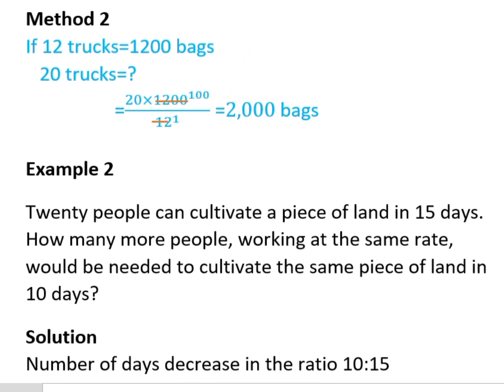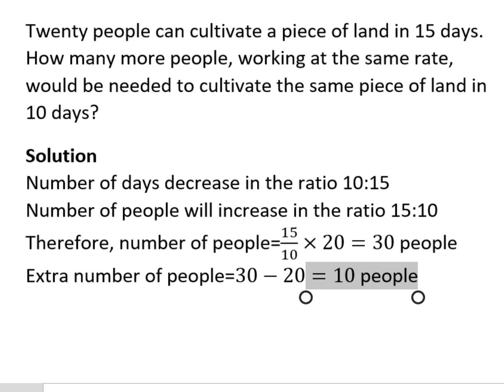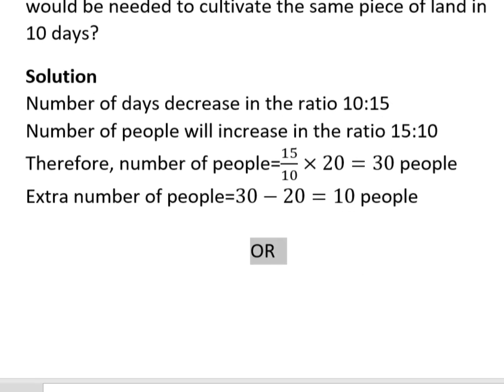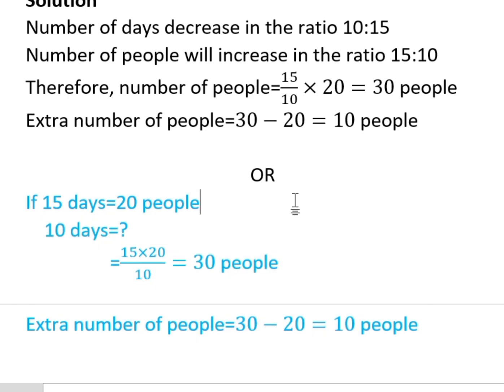You can use this method also to solve this question. Let me just write it down here and then we discuss it. So the method states that if 15 days is equal to 20 people, 10 days will be equal to how many people? So you realize that for us to work for 10 days, we need more people.